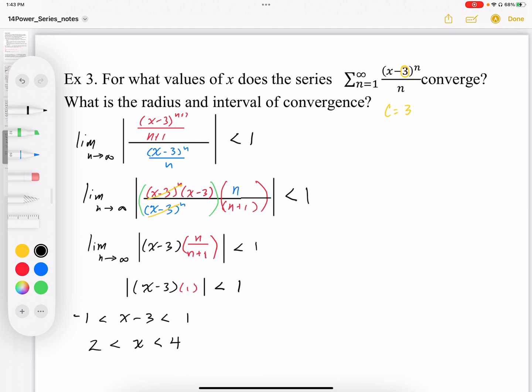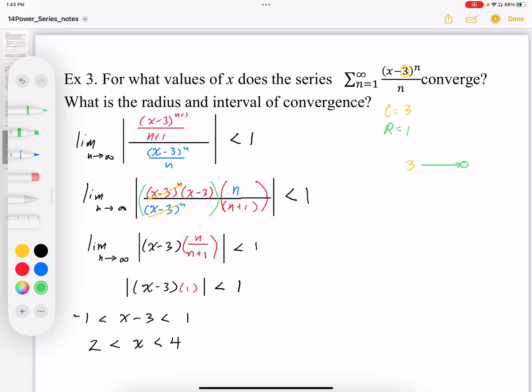So then we've established our center is equal to 3. Our radius is equal to 1, and that's based on our ratio test. Now we have our interval. Our interval is now going to look like this. We have a center at 3 so far, and then our radius of 1 to the right.